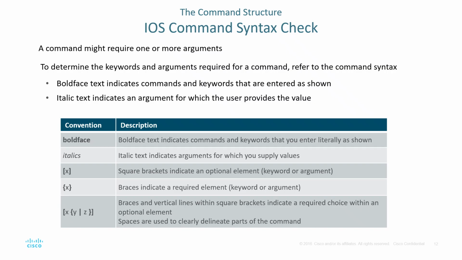Square brackets indicate an optional element. Braces indicate a required element, which is either going to be a keyword or an argument. And braces and vertical lines within square brackets will indicate a required choice within an optional element. Spaces are used to clearly delineate parts of the command.